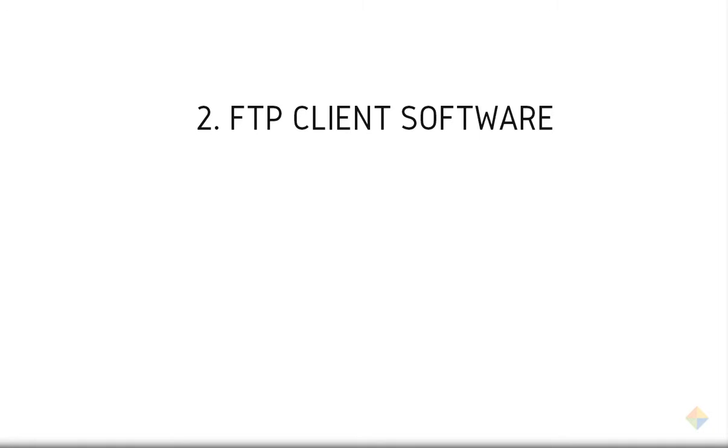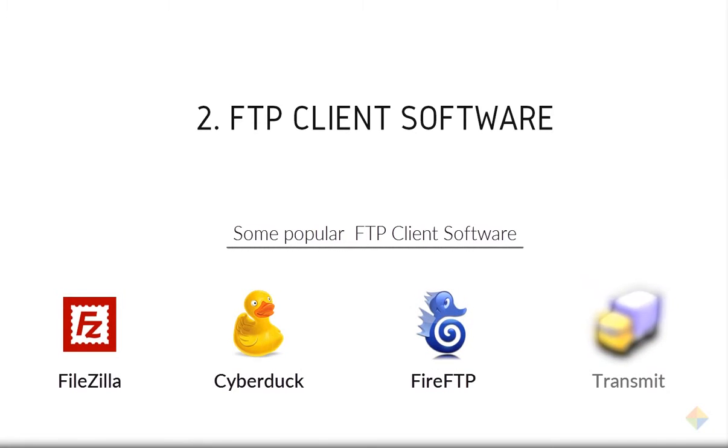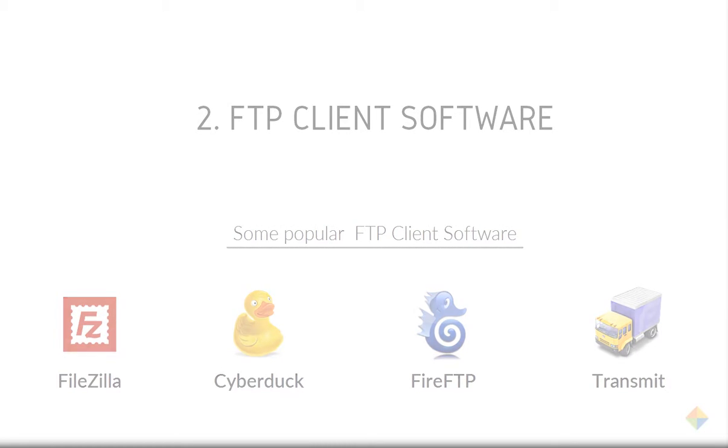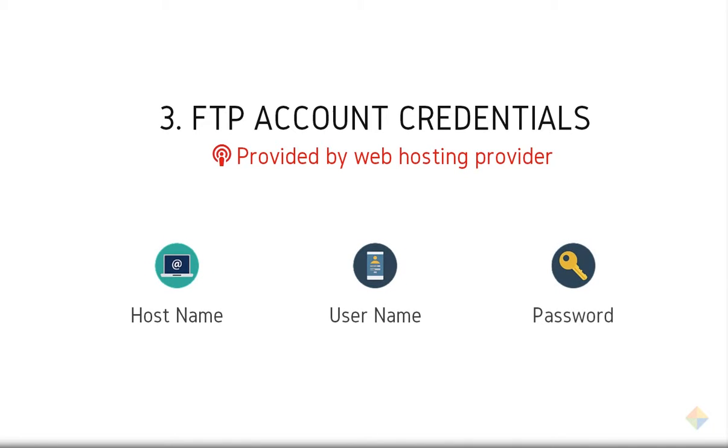You'll also need FTP client software in order to upload the WordPress setup files on the web server. There are good options available like FileZilla, CyberDuck, FireFTP or Transmit. For this video, I'll be using FileZilla. After downloading it, install this application on your computer. To perform the FTP operation, you'll need the FTP credentials like hostname, username and password, which are provided by your web hosting provider.